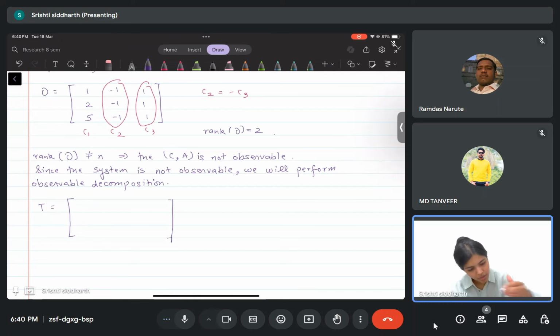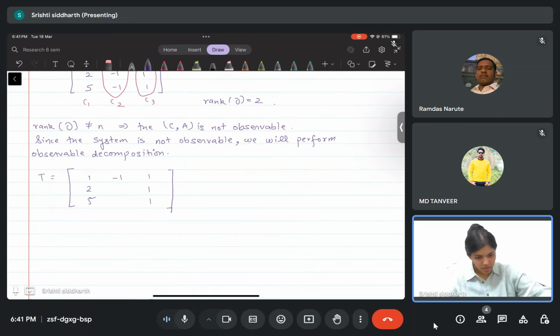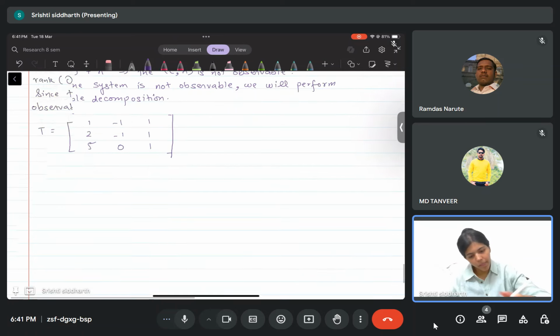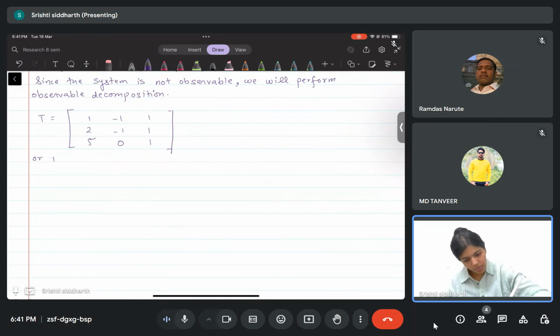So you can choose 1, 1, 1. You can also choose 1, 2, 5. And then maybe another column which is linearly independent. I'm choosing -1, -1, 0. You can also choose some other column. Or to simplify this further, you choose 1, 0.